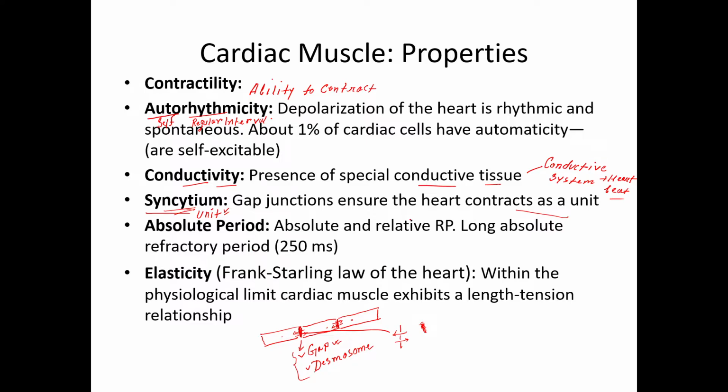Absolute period. Better instead of absolute if we say refractory period. I prefer that term. Refractory period. So you can change it to refractory period. What is that?